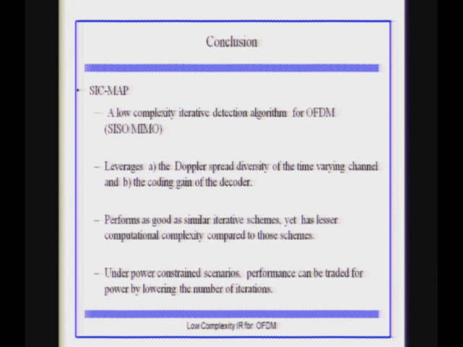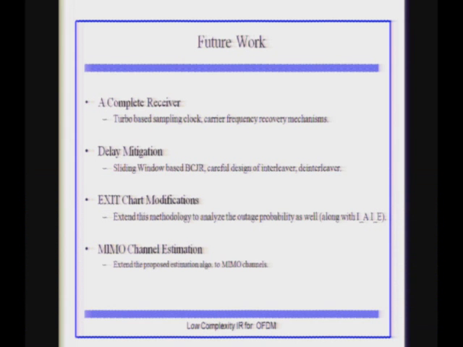Yes, so we saw this. And what probably we can do further? A complete receiver, as we saw, we have estimation and equalization. We need the synchronization, and having seen many articles on synchronization, leveraging the coding on the mean and variance is something that can be tried out, so that we can have a complete receiver, which is what I will probably be doing. And the delimitation, we discussed this. And the EXIT chart can be modified.